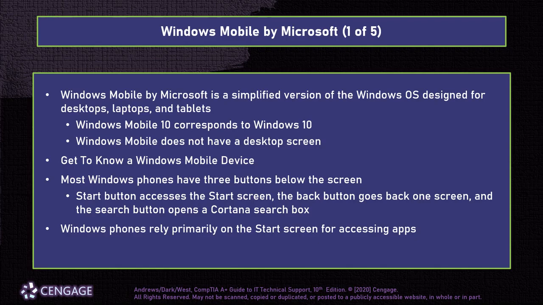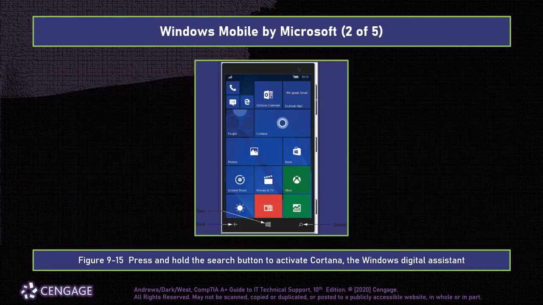Windows phones primarily rely on the start screen for accessing apps. In order to go to the app screen, you have to hit start, and then you scroll through the tiles. The tiles are these little squares that we see here. If you use a Windows 10 operating system, you've seen these tiles before. They can be resized. The icons tend to be fairly descriptive. They tend to be color toned so that everything has a nice visual aesthetic.